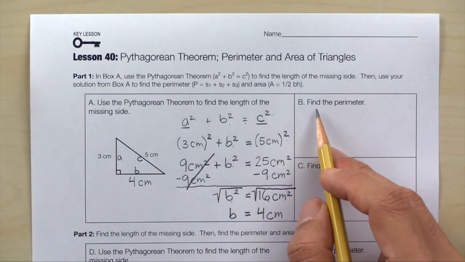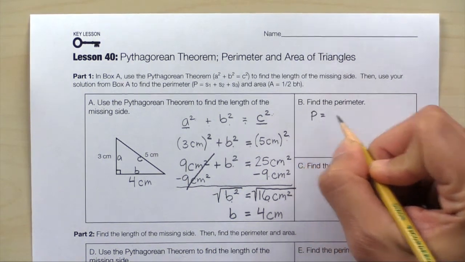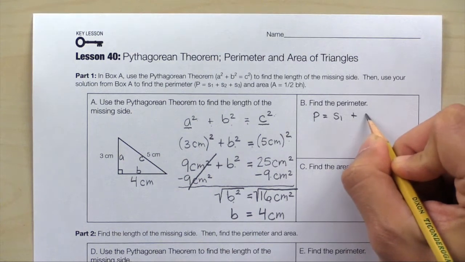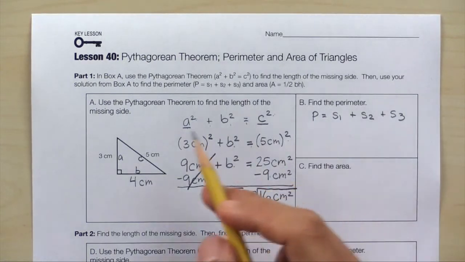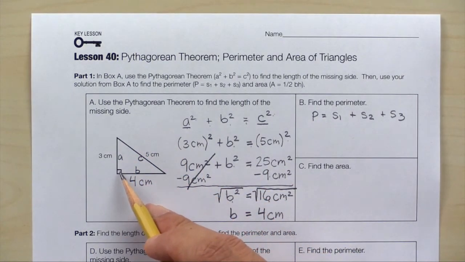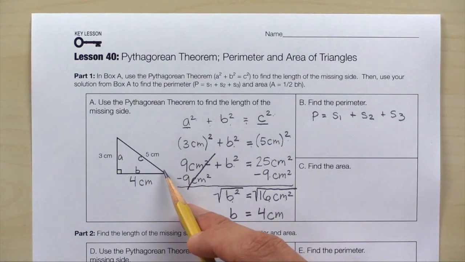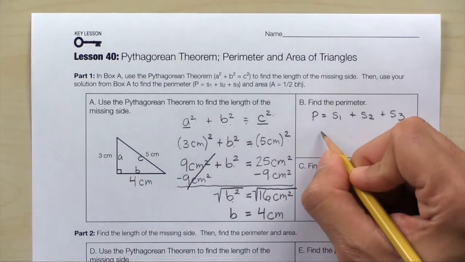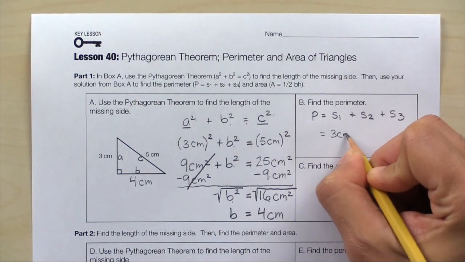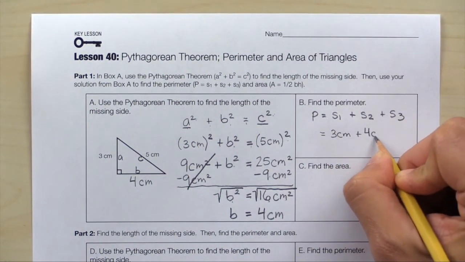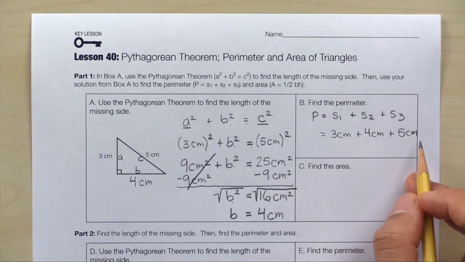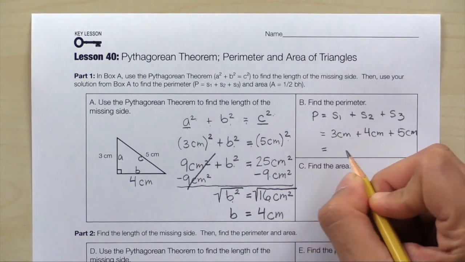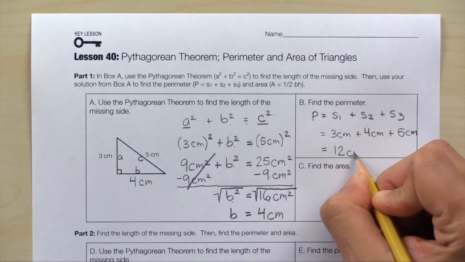Now we can use that information in box B. Find the perimeter. The perimeter is equal to side 1 plus side 2 plus side 3. So here we have 3 centimeters plus 4 centimeters plus 5 centimeters. Let's simplify, and our final answer is a perimeter of 12 centimeters.